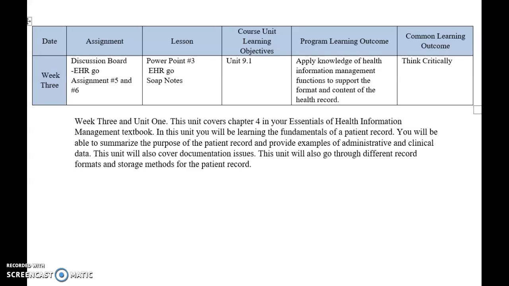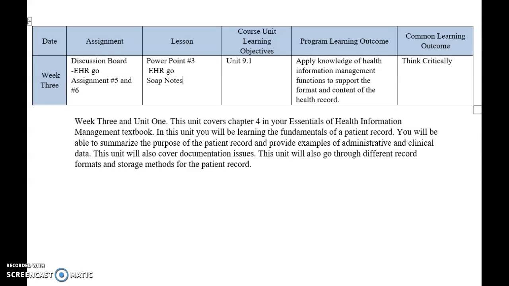Just kind of your thoughts on it, so make sure you pay attention and answer the questions that I have listed. There also is assignment number 5 and number 6, and PowerPoint number 3. After you read PowerPoint number 3, make sure you really take some time to listen to my lecture. You will have another assignment from EHR Go.